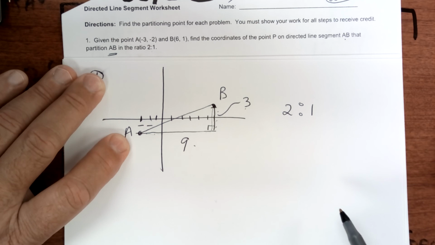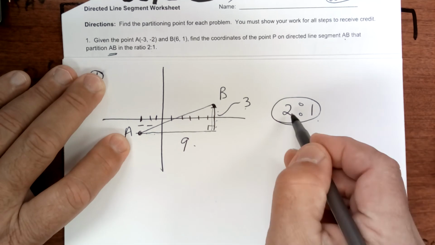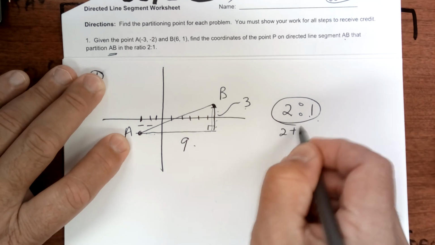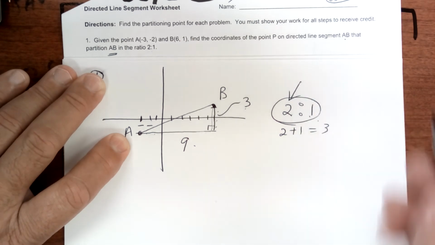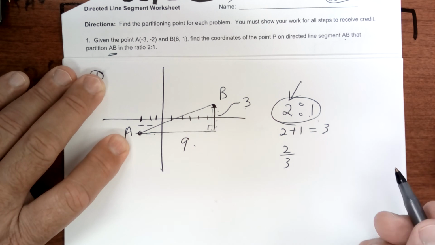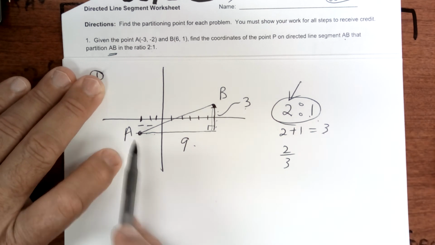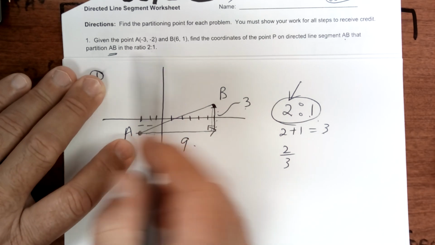So here's how you do this. You take your ratio here, 2 to 1 ratio, and you add these up. So 2 plus 1 gives you 3. And you use the first one here, which is 2/3. So you're going to put 2 over 3, and it's going to be 2/3 of the way. So you're starting from A, and you're going this way, according to the directions here.